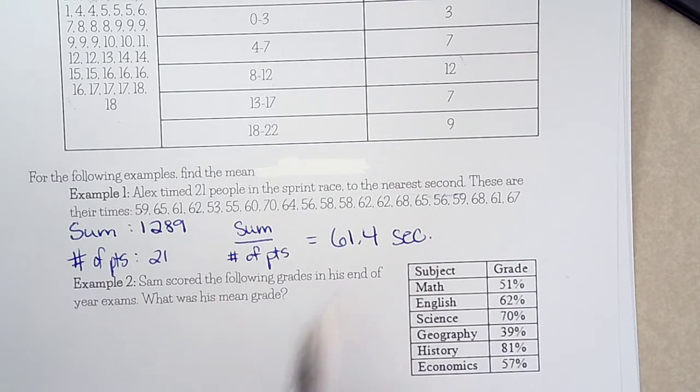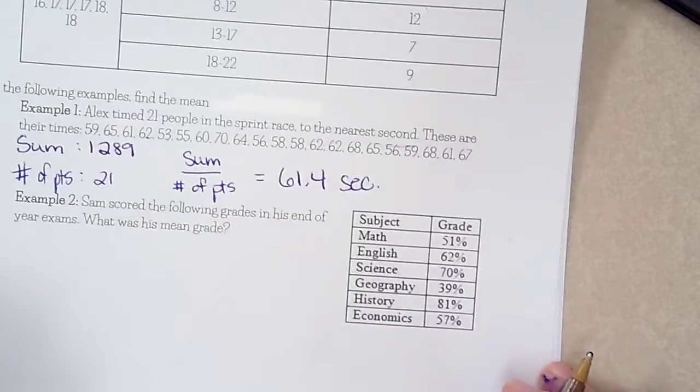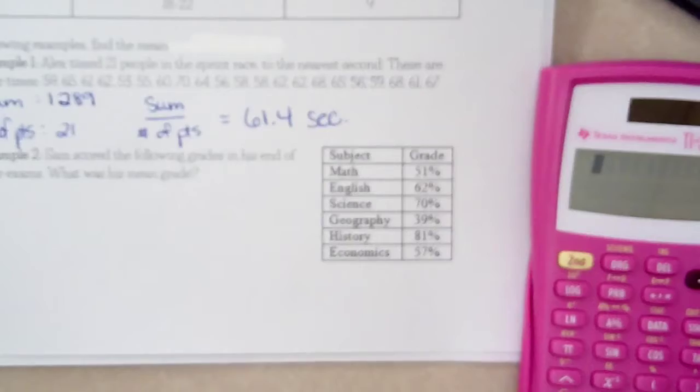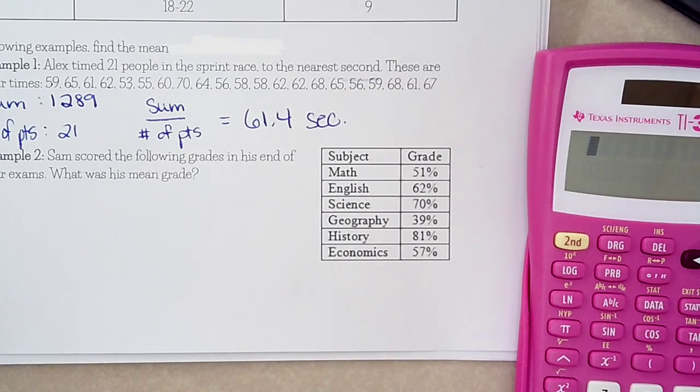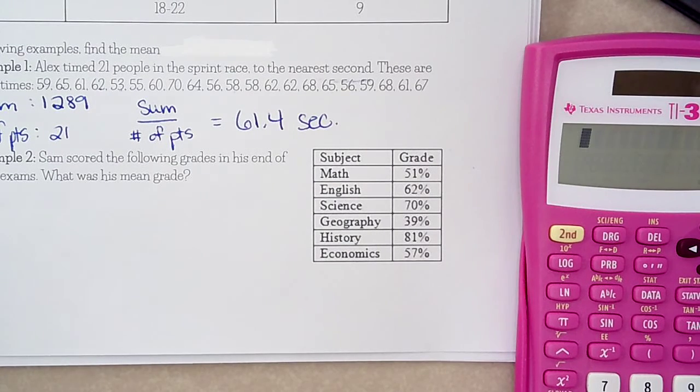Sam scored the following grades in his end of year exams. What was his mean grade or his average? So in this case, I don't just give you the data points, I give them to you in a table. And there's 2 ways you can do this. You can either do it as decimals or you can do it as just regular numbers. I'm going to do it just as regular numbers because it ultimately is going to tell me a percentage anyway. So we add up all those numbers.